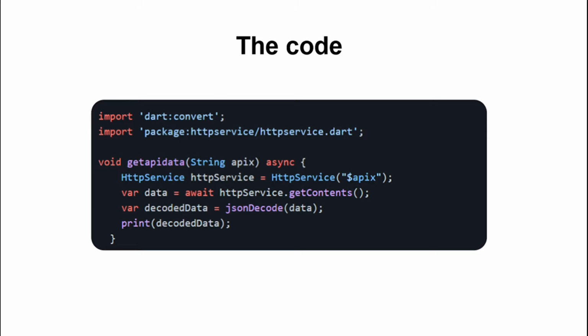As we are doing the get function, it is going to return some data. So we are going to store that in a variable called data, and it's going to await HTTP service.get contents. When the contents are received, we are going to JSON decode that data and save it into another variable. You can also save it into data, that's up to you. And now you have that JSON decoded data, all of the contents that have been fetched from the http.get function, in the variable decoded data.